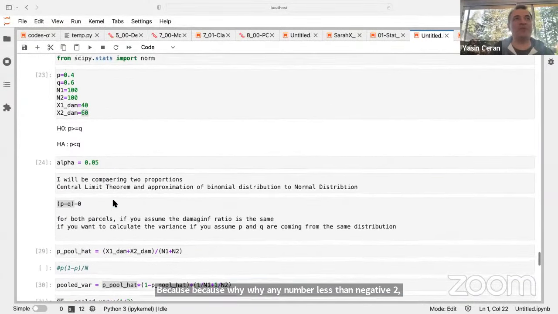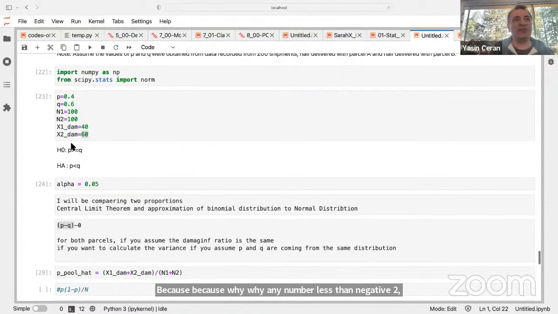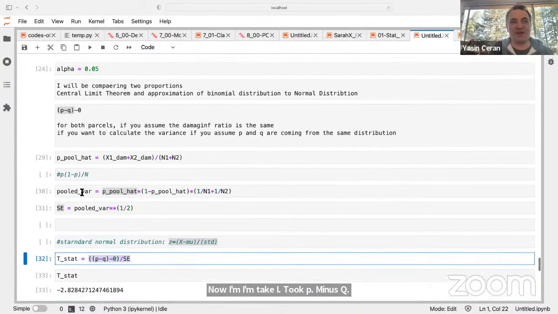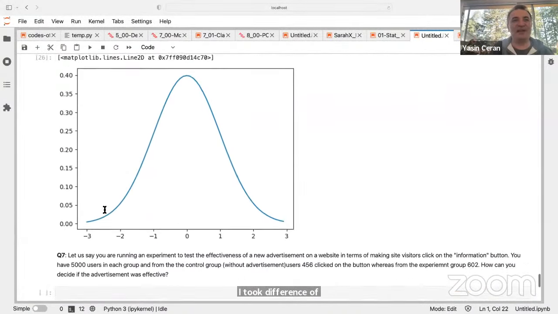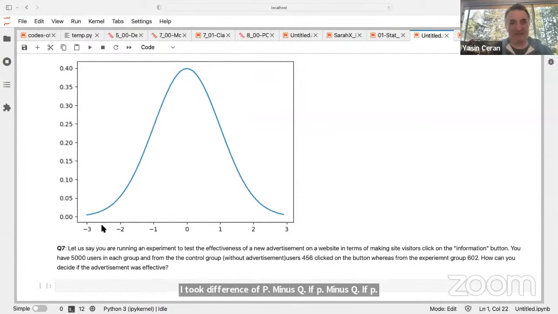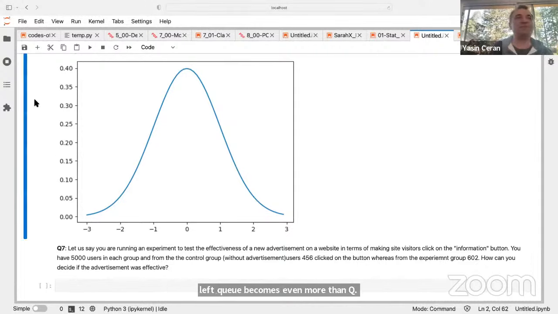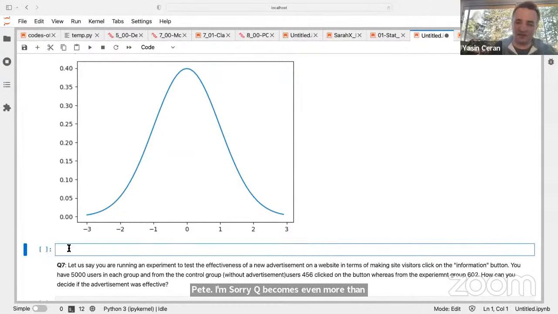Why any number less than negative 2.82? Let's go all the way back to where we started. I said I'm testing if P is greater than Q or if P is less than Q. Now I took the difference, P minus Q. If P minus Q is a very negative number, that means Q is greater than P. And if I go towards the left, Q becomes even more than P. Sorry, guys, this is difficult to explain sometimes.